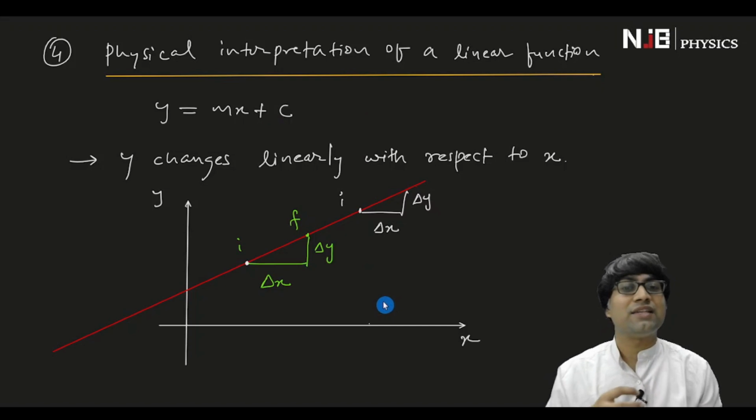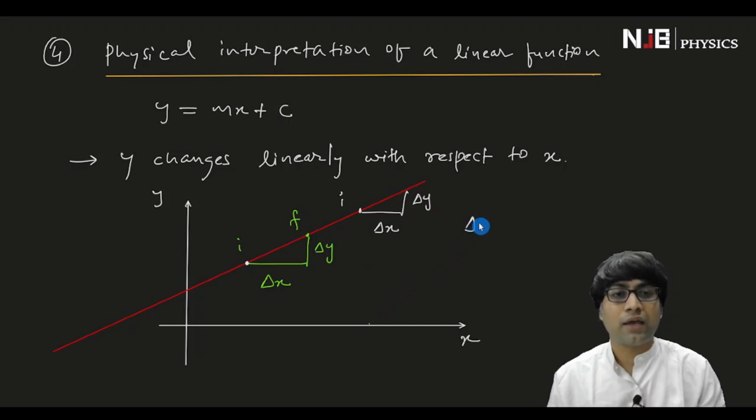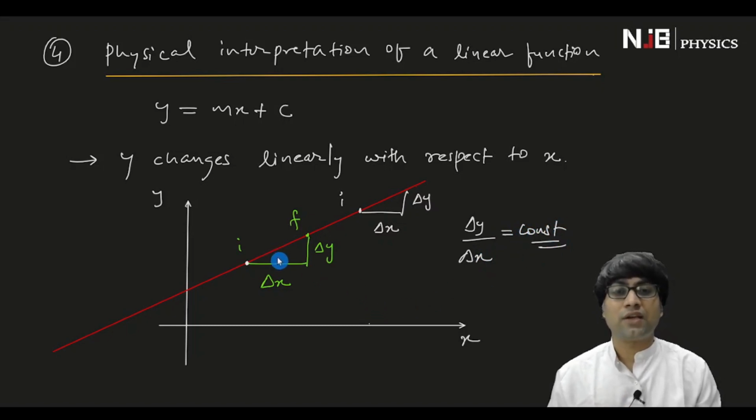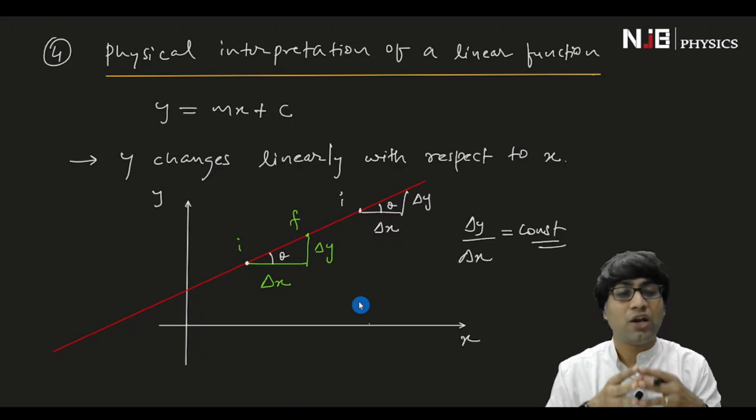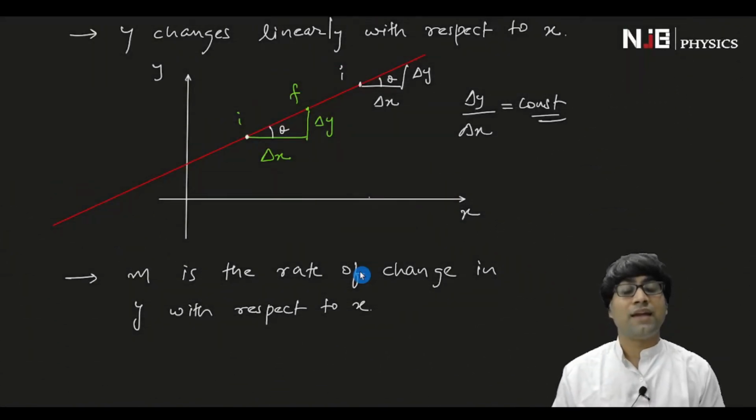And with this, we can simply say that delta y by delta x is basically equal to a constant, and that is obvious because you can see in this graph this angle is theta, so this angle is also going to be theta, and therefore delta y by delta x is nothing but the slope. In other words, we can say that the slope of this linear function is nothing but the rate at which y is changing with respect to x, and we can note down this conclusion. That is, m is the rate of change in y with respect to x.